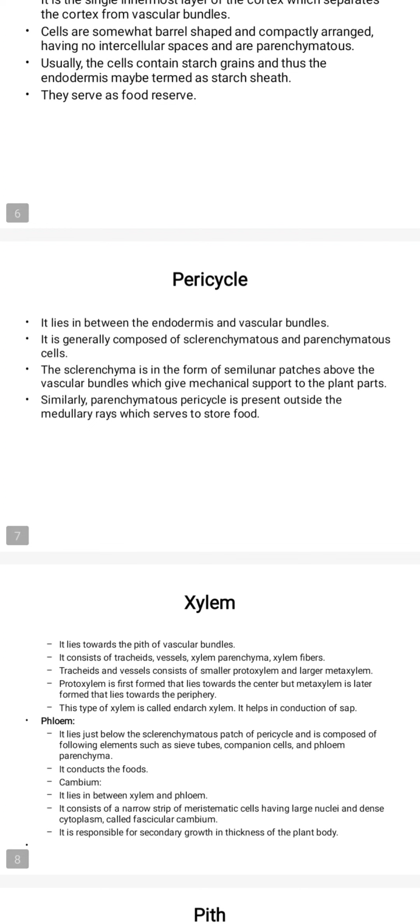The next layer is the pericycle. It lies in between the endodermis and vascular bundles. It is generally composed of sclerenchymatous and parenchymatous cells. The sclerenchyma is in the form of semilunar patches above the vascular bundles, which give mechanical support to the plant parts. Similarly, parenchymatous pericycle is present outside the medullary rays, which serves to store food.